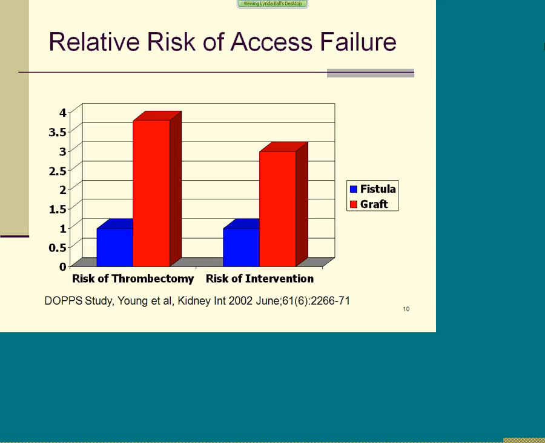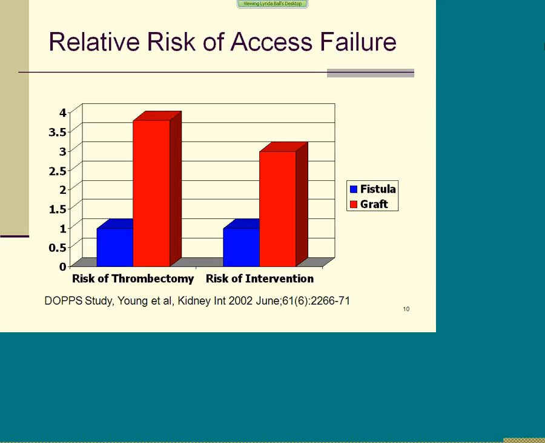So now let's take a look at the relative risk of access failure because the conditions for coverage tell you that you not only need to monitor and be increasing your number of fistulas while you're decreasing the number of catheters and grafts, but that we also have to make sure that they last a long time.